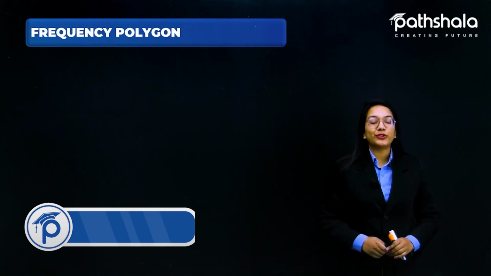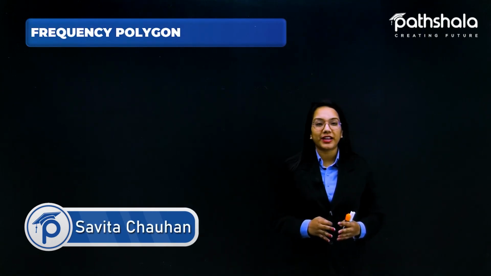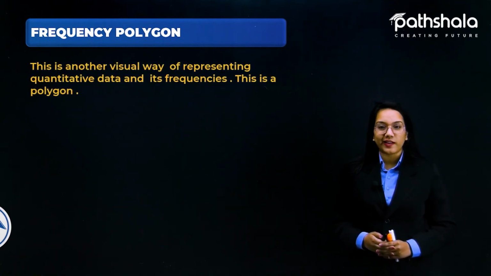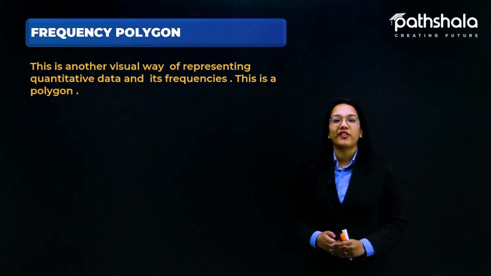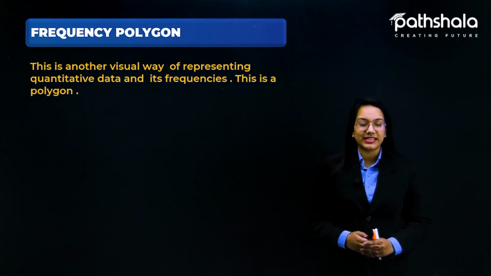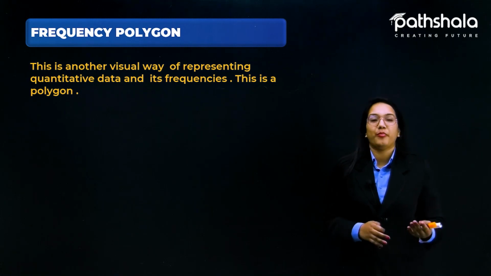Now let's move on further toward another graphical representation of data, which is called the frequency polygon. So what is actually a frequency polygon? This is another visual way of representing quantitative data and its frequencies, and we can say this is a polygon.